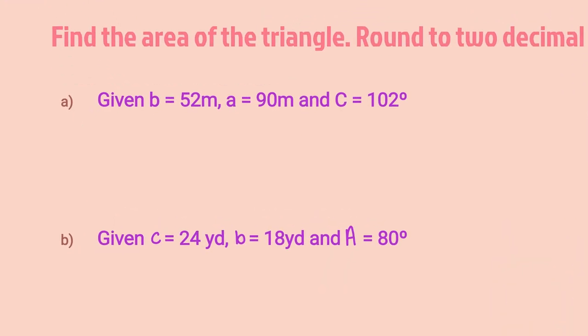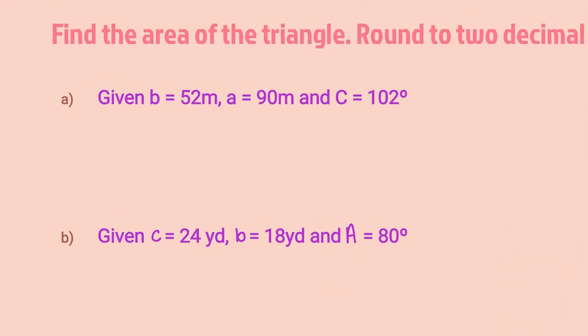So looking at it, it says given side. These are my sides because it's lowercase. 52 meters, A is 90 meters, and angle C, because it's capital, is 102 degrees. So knowing the rule for area, I know my angle is going to go with my sine. And because it's C, that means A and B have to go in front. 90 times 52. And then divide everything by 2.